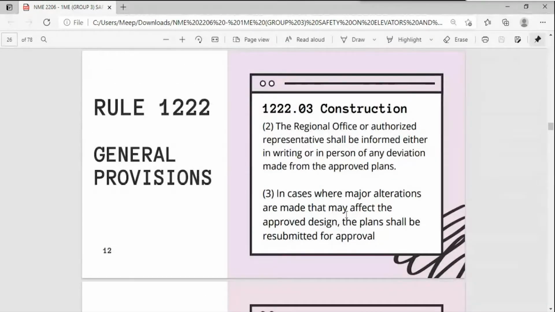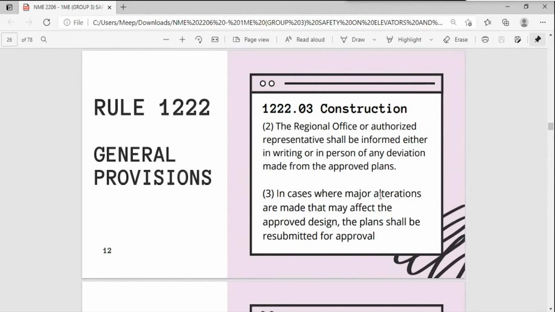Construction number 2. The regional office or authorized representative shall be informed either in writing or in person of any deviation made from the approved plans. So pag na-approve na yung plano mo, tapos gusto mong gumawa ng pagbabago dun sa plano ng elevator, dapat i-inform mo yung mga nag-approve ng una mong pinasang plano.